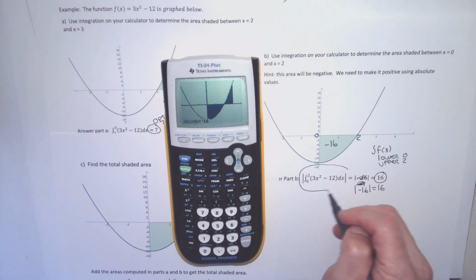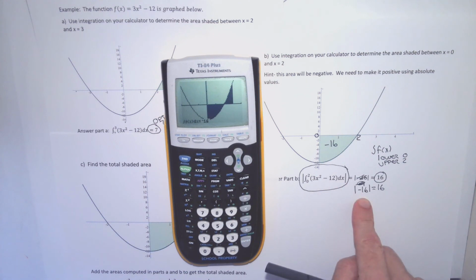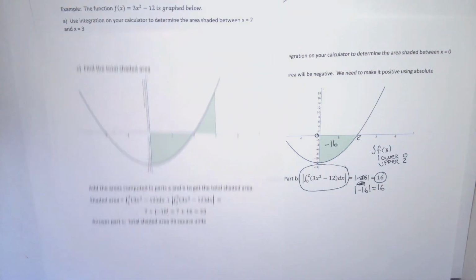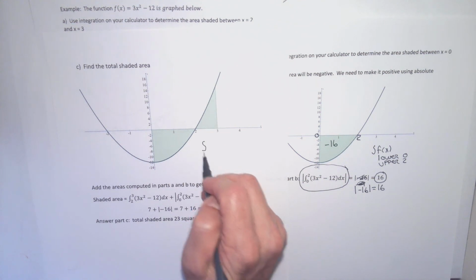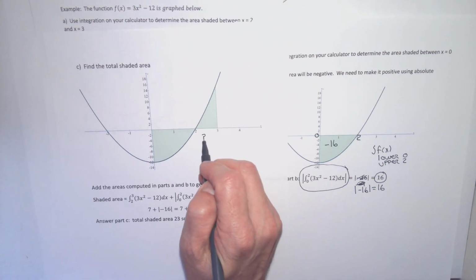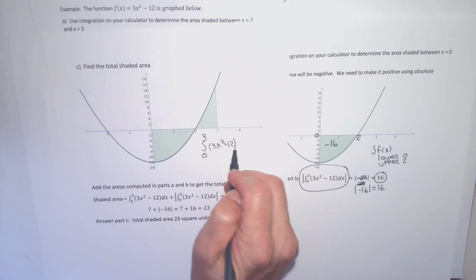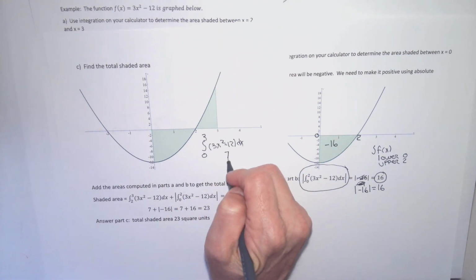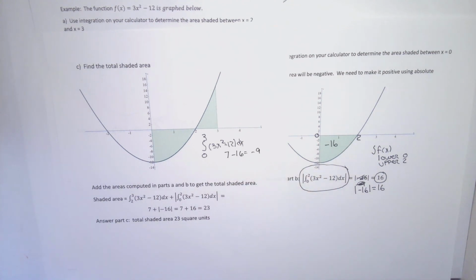This symbolism right here is kind of perfectly what I did. I integrated first, got a number, and then took its absolute value. Part C wants me to find the gross area as opposed to the net area. So if on my calculator I entered the integral from 0 to 3 of the function 3x squared minus 12 dx, what it would give me is 7 for the upper area minus 16 for the bottom area. It would give me an area of negative 9. That's actually what I just did on my calculator by mistake. That's a net area.